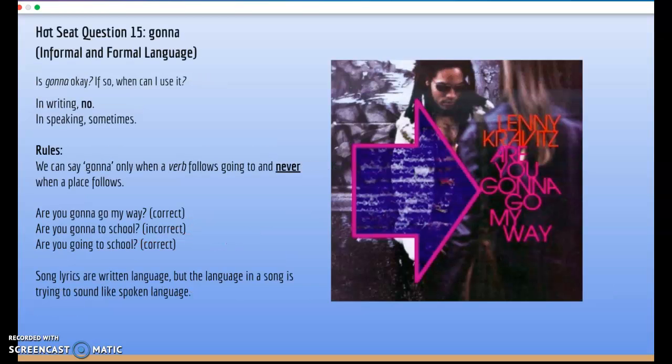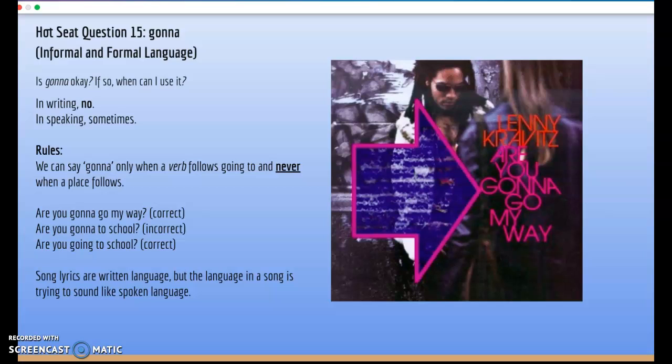Question 15 about informal and formal language. A student might ask you, can I say gonna? Is gonna okay? Well, we can all agree that gonna is very informal, so in official writing we would never use it. In speaking sometimes. But what is the rule? Gonna comes from going to, and we can only change going to into gonna if it's followed by a verb.